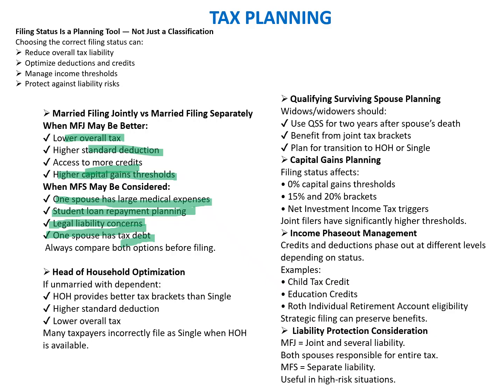Then head of household optimization. If unmarried with a dependent, HOH provides a better tax bracket, higher standard deduction, and lower overall tax. Many taxpayers incorrectly file as single when HOH is available. So this is one of the main areas to understand.